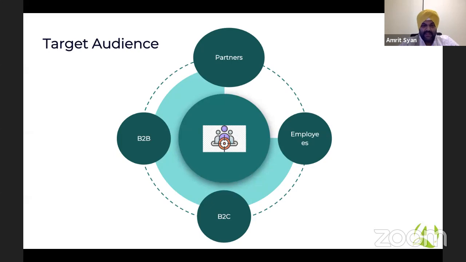Second pointer. Your target audience is not only your B2C and B2B players. What is B2C and B2B? First of all, B2C is business to customer and B2B is business to business. What is the difference between both of them? Business to customer is selling your product or your service to the end customer, who would be using it. If you are an e-commerce website selling shoes, you are the manufacturer, you're selling your shoes and the end customer would be using them.